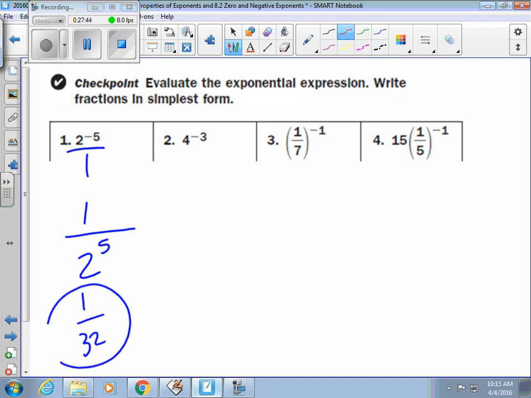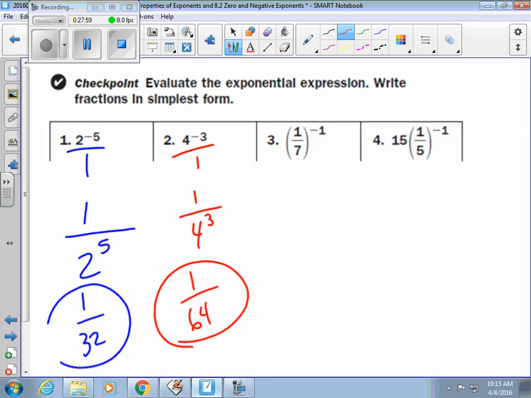4 to the negative 3rd. Same thing. Ride the elevator. 1 over 4 to the positive 3rd. 4 times itself 3 times. 4 times 4, 16 times 4, 1 over 64. 1 over 7 to the negative 1. Both the 1 and the 7 get the negative 1.